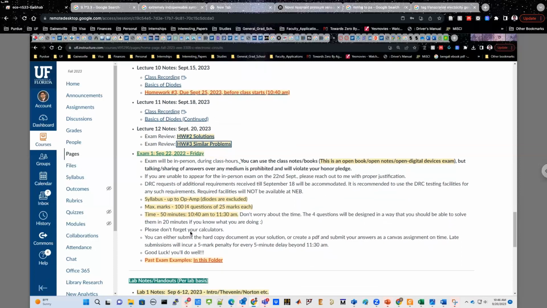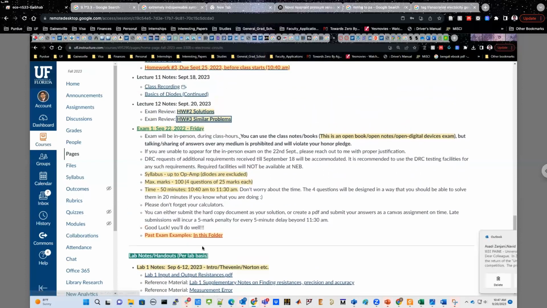Okay, please don't forget your calculators, because you might need to calculate certain things whenever you are working with, let's say, voltage divisions or current divisions. It's good to have access to a calculator. So please bring your calculators with you. And I know that all of you have been studying hard for this exam. You'll do well. Don't worry about it. Good luck.